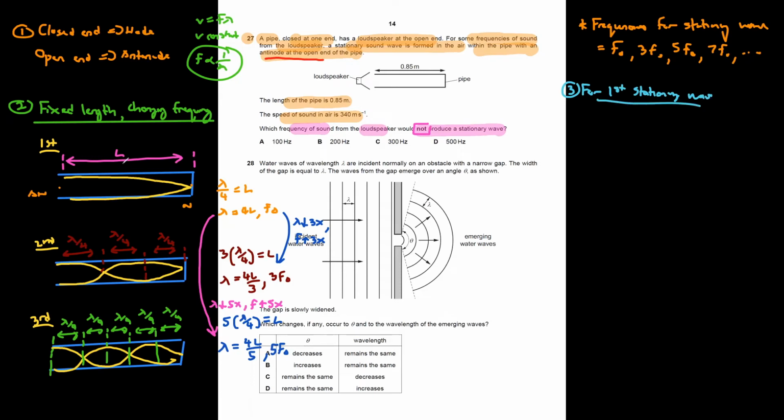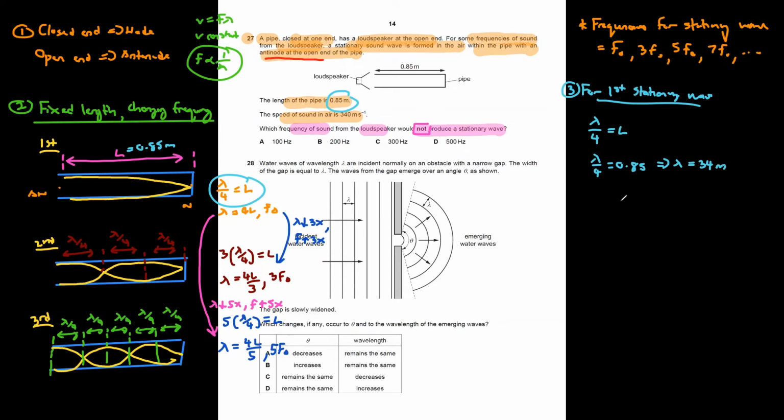Remember, I told you that this one is actually going to be equal to quarter wavelength. So quarter wavelength is equal to L. The L is actually given. We know it is 0.85 meters. So let's just sub the value in. So lambda over 4 is equal to 0.85. So lambda is actually going to give us 0.85 times 4. We will get 3.4 meters here.